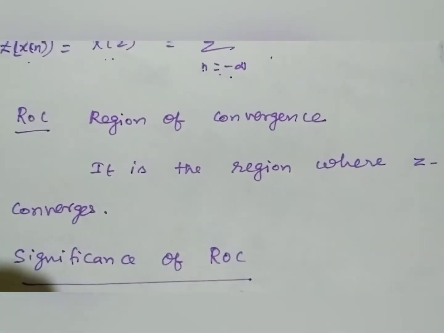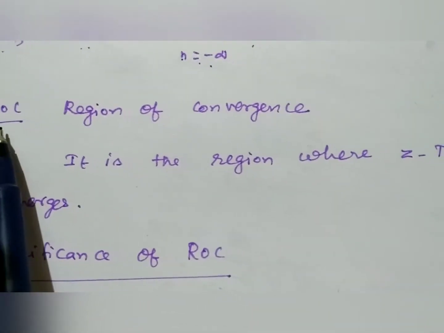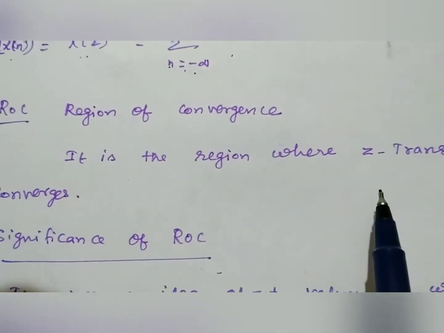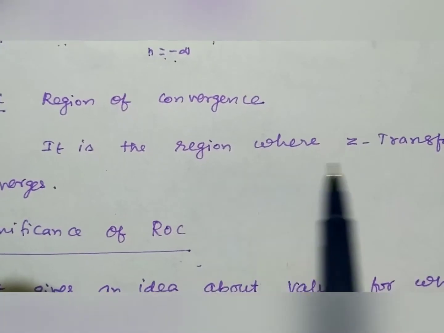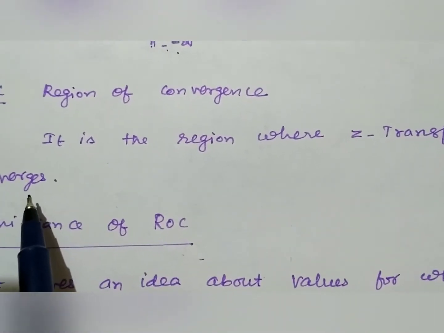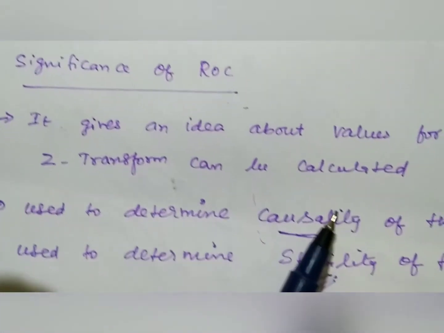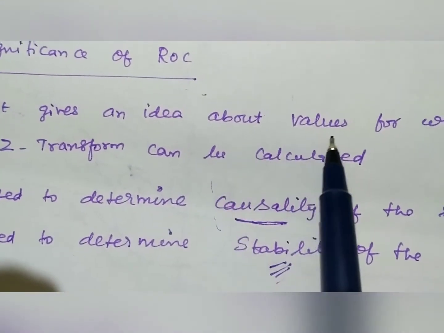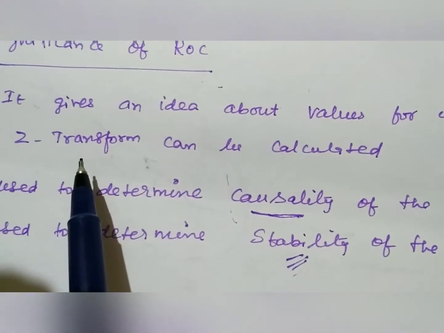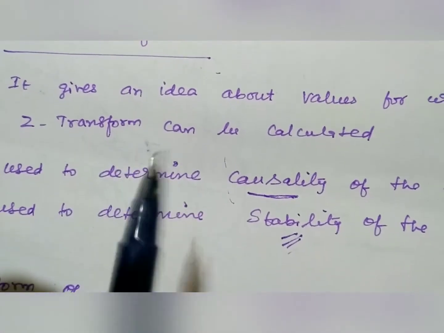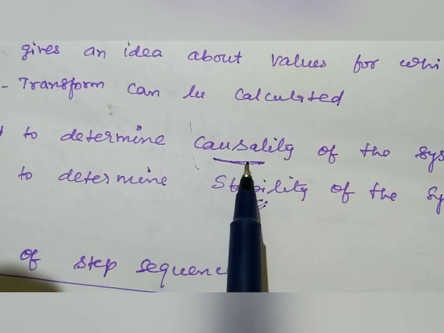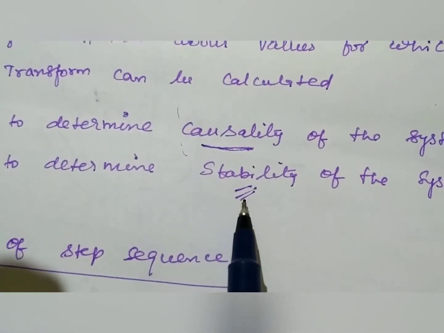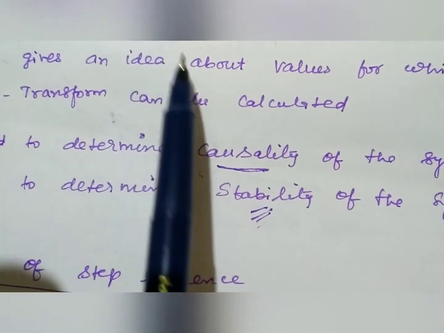In Z transform, we have the concept called ROC, region of convergence. It is a region where the Z transform exists or converges. The significance of ROC is that it gives an idea about the values for which the Z transform can be calculated. It is also used to determine whether the system is causal or not, and to determine the stability of the system. So the significance of ROC has three points.